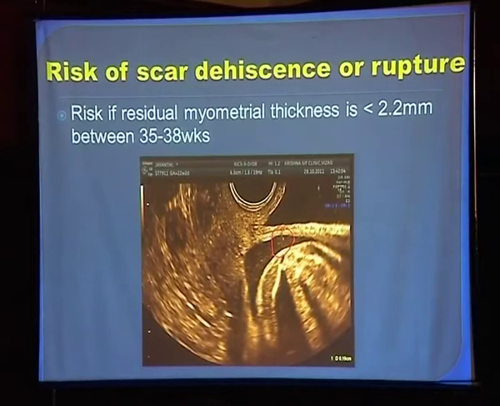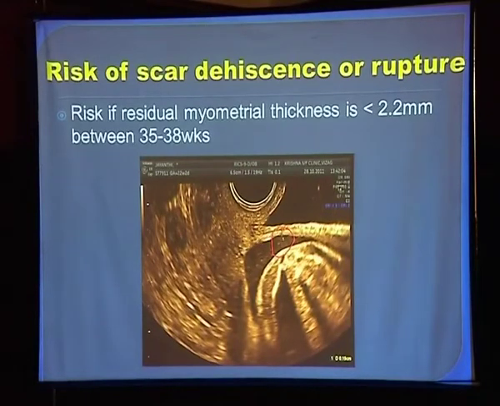Now coming to another potential complication of Caesarean scar that increases maternal morbidity and mortality: scar dehiscence or uterine rupture. Till now we know that dating is very important for a post-Caesarean pregnancy to take a decision about when to plan delivery for that woman.